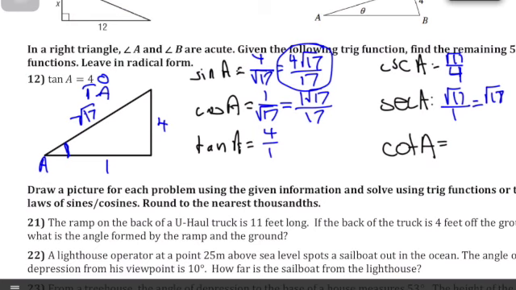And then I've got cotangent of A. Cotangent is the reciprocal of opposite over adjacent, so it's adjacent over opposite. And there we go. Now we've got all 6 of our trig functions.